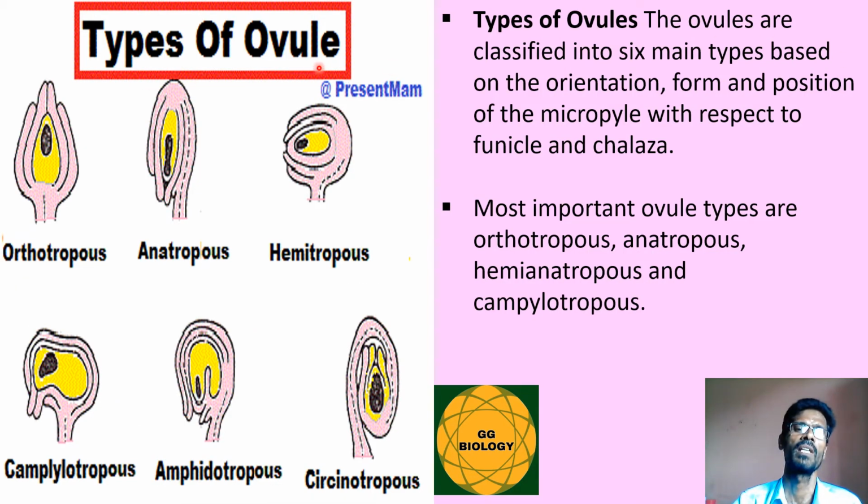The next topic is types of ovules. The ovules can be broadly divided into six major types based on the orientation, form and position of the micropyle with respect to the funicle and the chalaza. Most importantly, the ovules may be orthotropous, anatropous, hemianatropous and campylotropous.